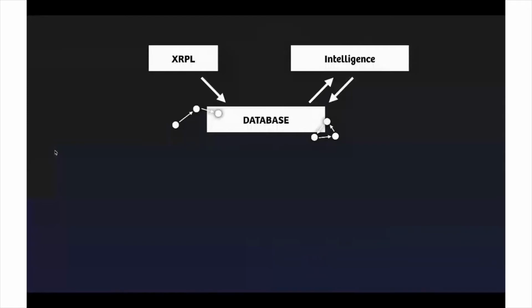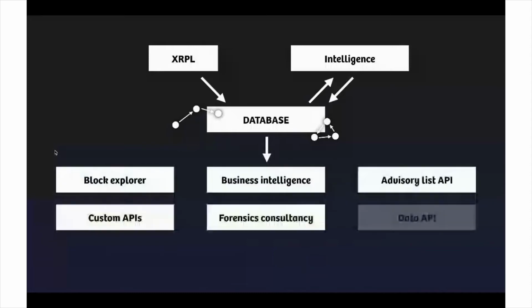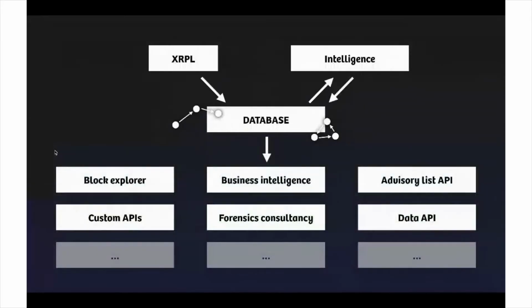And then from the database comes the output, such as the tip of the iceberg, the Block Explorer. The Explorer website you see today is being fed directly from our database, not directly from the XRP ledger. And it's basically just a proof of concept that we have all the data, we can show it, we can query it quickly, and we can use it for different things. But we also use the database for other stuff, such as the advisory list and a data API.